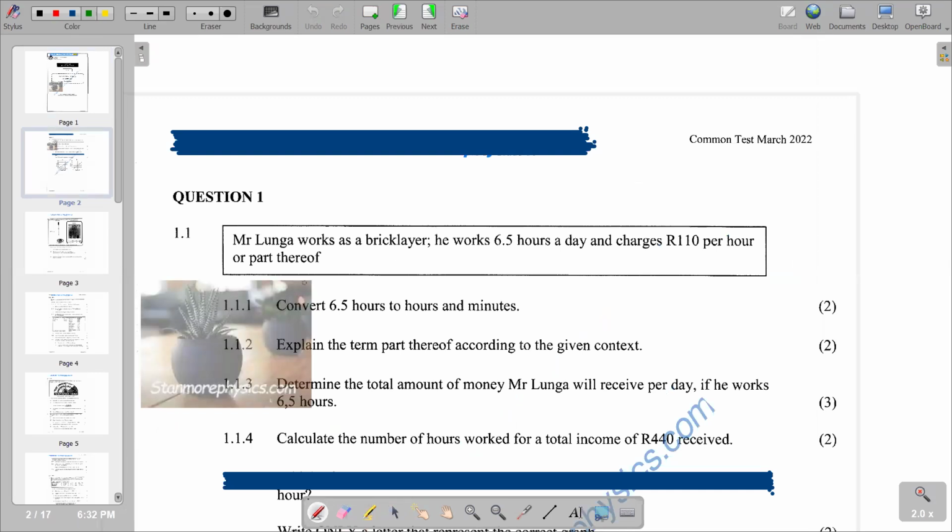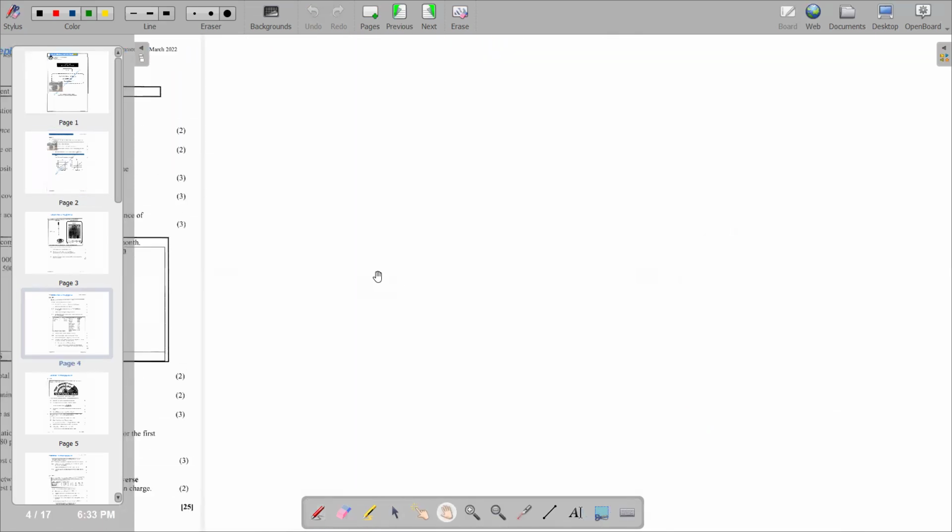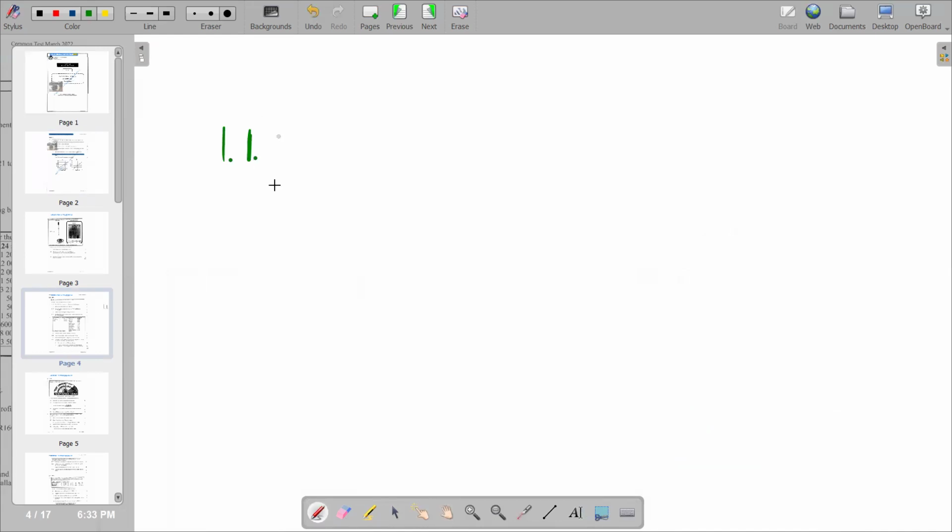So our question reads: Mr. Lunga works as a bricklayer. He works 6.5 hours a day, and he charges 110 rands per hour, and all part thereof. So our first question, 1.1.1, reads: convert 6.5 hours to hours and minutes. So basically, that is our first part of our question, and we are going to present it as 1.1.1. And our hours are presented as 6.5 hours, and it needs to be converted to hours and minutes.